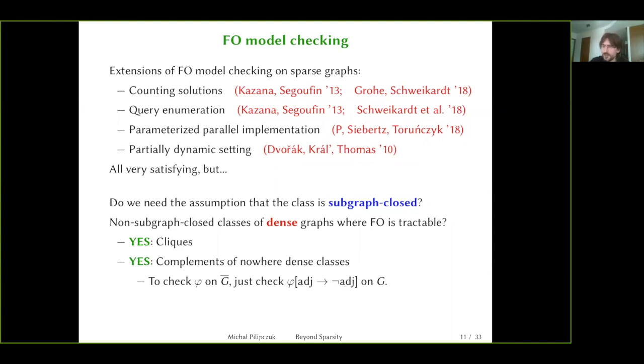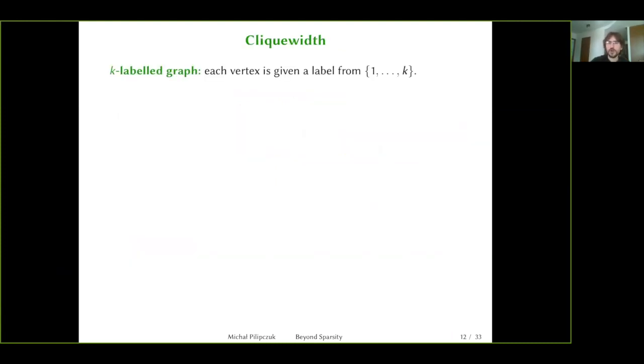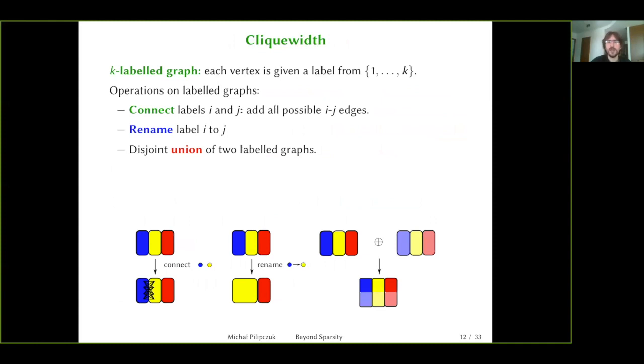So these are a little bit stupid examples. However, there's one much more worrying example, namely classes of bounded clique width, right? So just to recall, clique width is a width parameter of a graph. It is defined by looking at those k-labeled graphs. So a k-labeled graph is a graph where every vertex is given a label from 1 up to k. And on this labeled graph, I've got some basic algebraic operations.